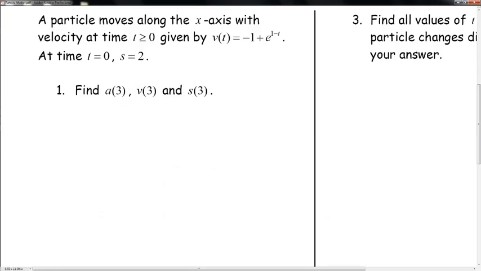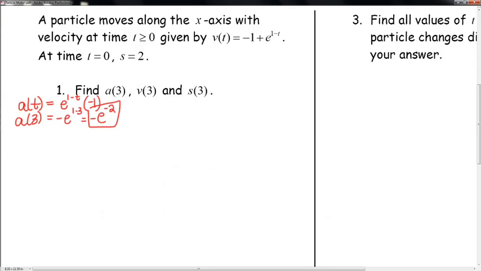So if we want to find our acceleration, a of t is going to be the derivative of my velocity, which is e to the 1 minus t, and then I need to take the derivative of my exponent, which is negative 1. So my acceleration at 3 is going to be negative, again that's where the negative 1 came from, e to the 1 minus 3, which is negative e to the negative 2.